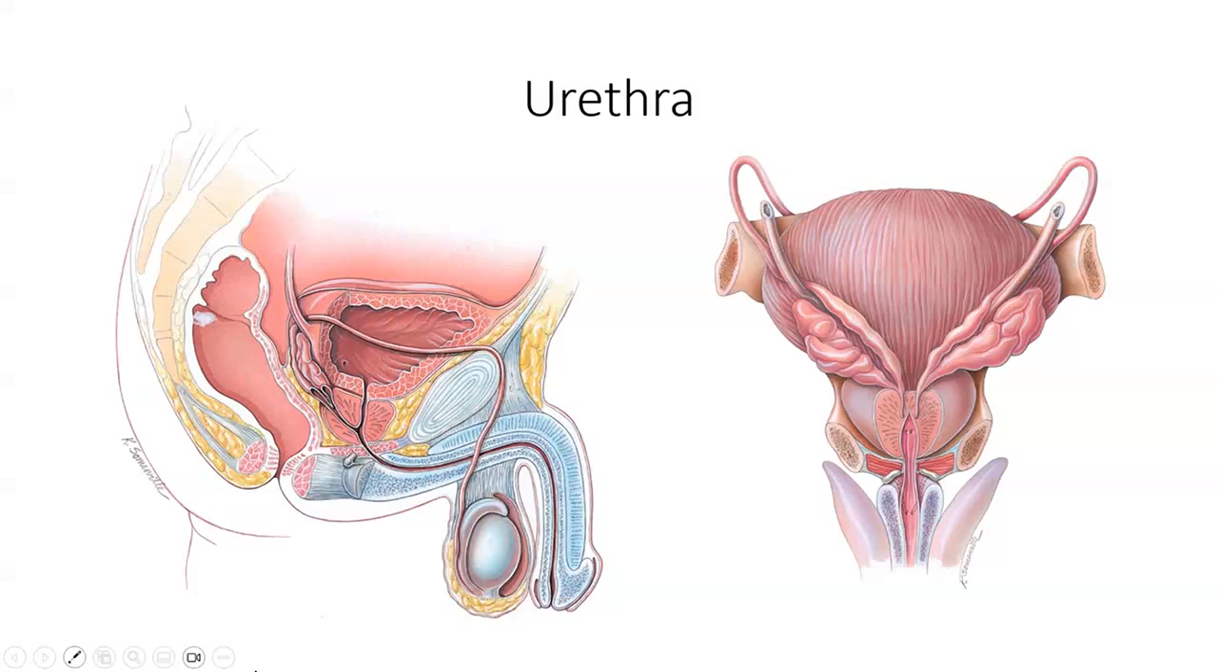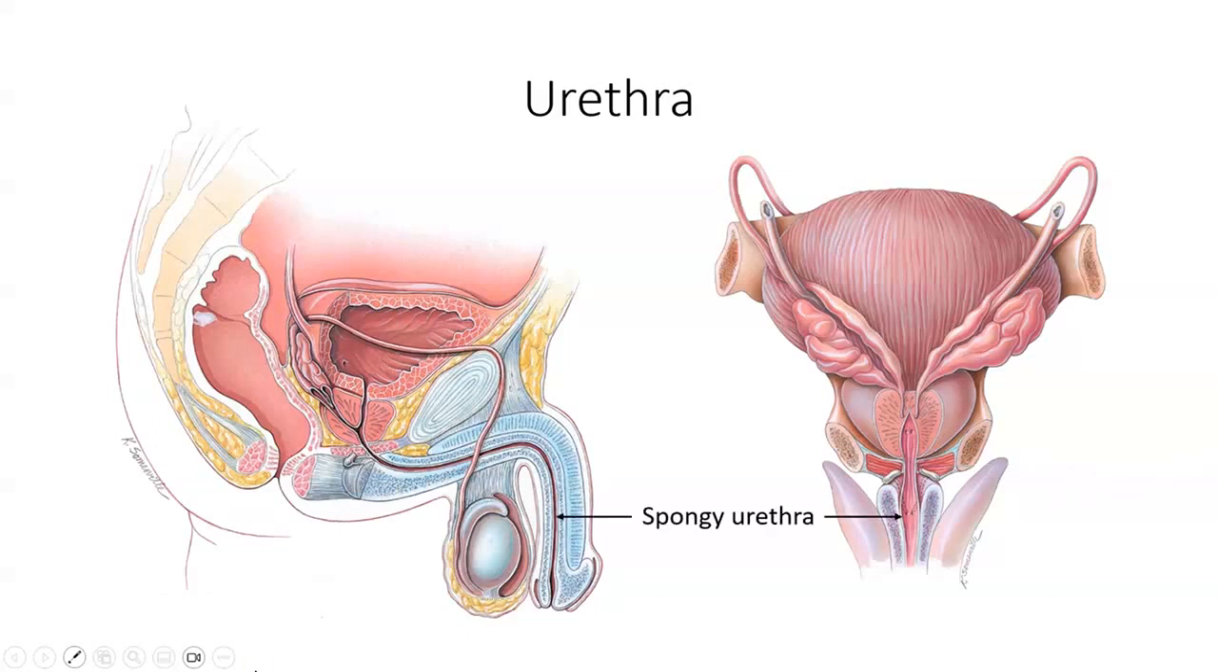We divide the urethra into 3 parts. We have the prostatic urethra, which is a small portion that runs through the prostate. It then continues inferiorly and passes through the deep muscles of the perineum. This section here is called the membranous urethra and is only about 1 centimeter long. Lastly, the urethra passes through the corpus spongiosum of the penis, where it is known as the spongy urethra.